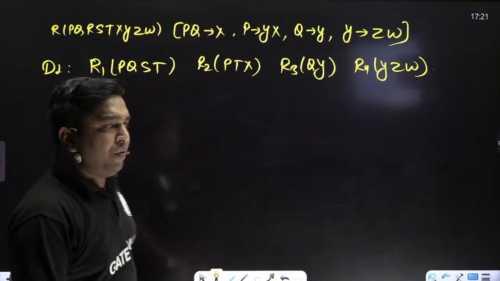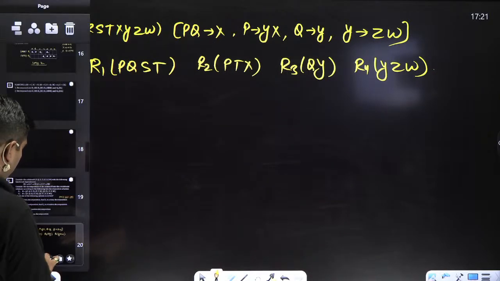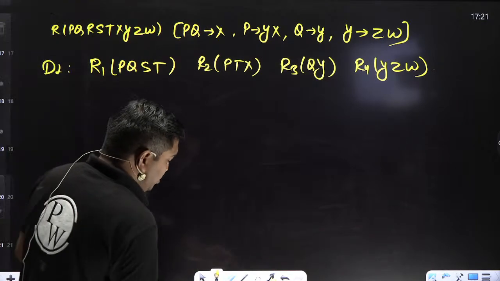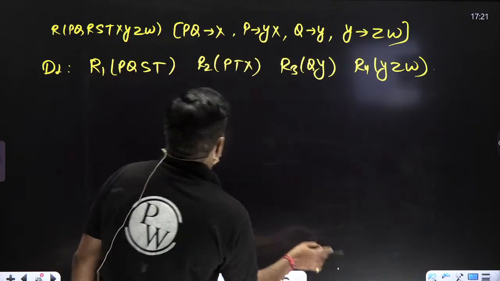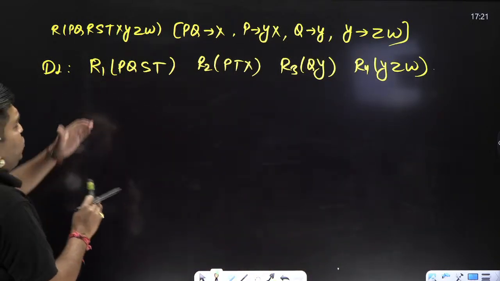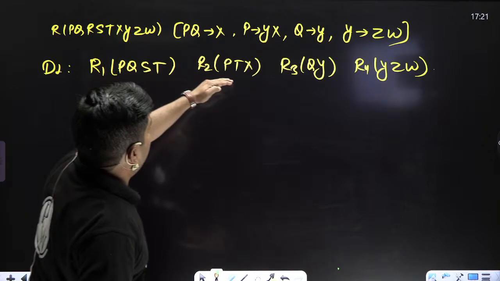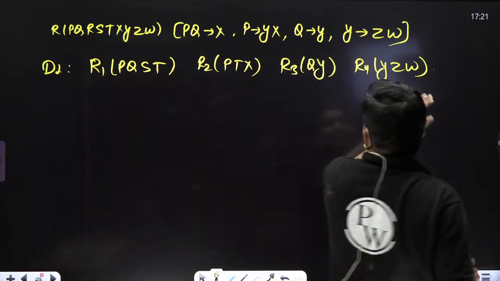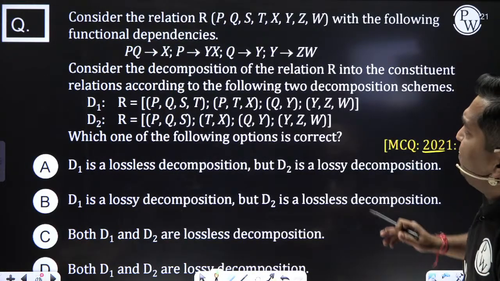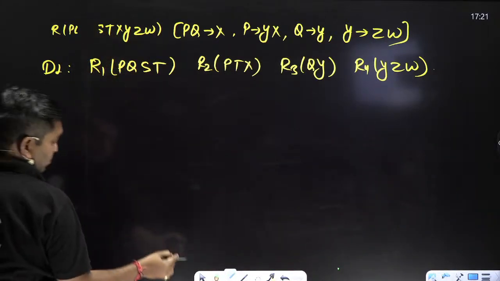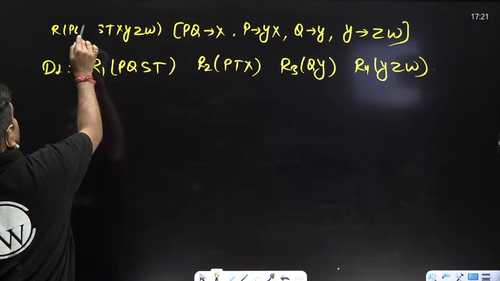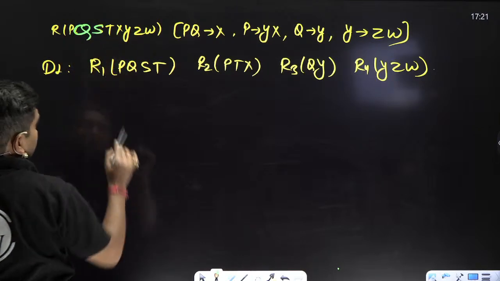I know you have done this question, but most of the students are not getting it, so I will solve it by two approaches. Don't worry, bacha, why do you fear? First of all, when you take the union PQSTX, QY, YZW, you are getting everything. R is not there, I wrote it by mistake. That is my mistake. Only Q, S, T.